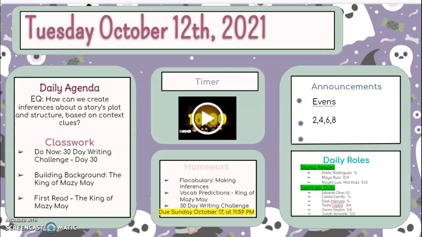For today, Chicos, we are continuing on with our new story and our new mini unit. So our do now will be our 30-day writing challenge. Today is day 30. Today is the end. We are also doing some building background on The King of Maisie May, and we are reading through The King of Maisie May. Okay, so you will notice on your homework, I've added the 30-day writing challenge.